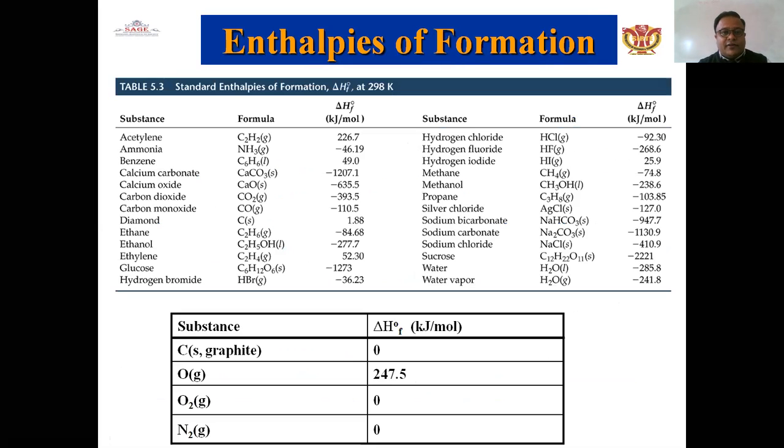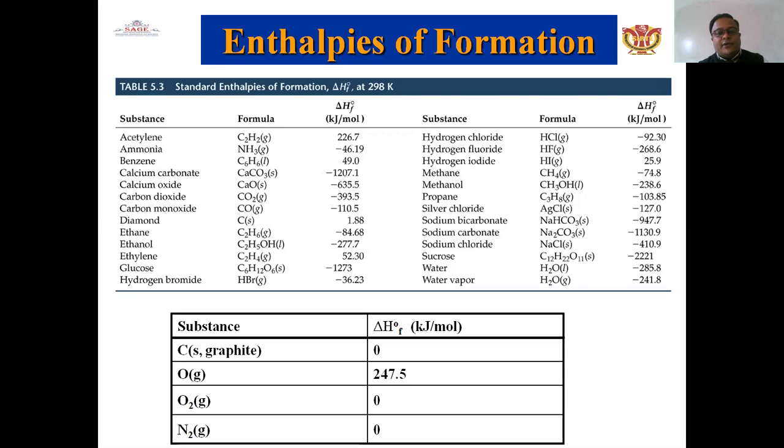Enthalpies of formation are given in tabular form. The substances are acetylene, ammonia, benzene, calcium carbonate, calcium oxide, carbon dioxide, carbon monoxide, diamond, ethanol, ethylene, glucose, hydrogen bromide. The formula is given, and the enthalpy of formation is given in the unit of kilojoule per mole. Other substances are hydrogen chloride, fluoride, iodide, methane, methanol, propane, silver chloride, sodium bicarbonate, sodium chloride, sucrose, water, and water vapor. These are the substances given in the tabular form.